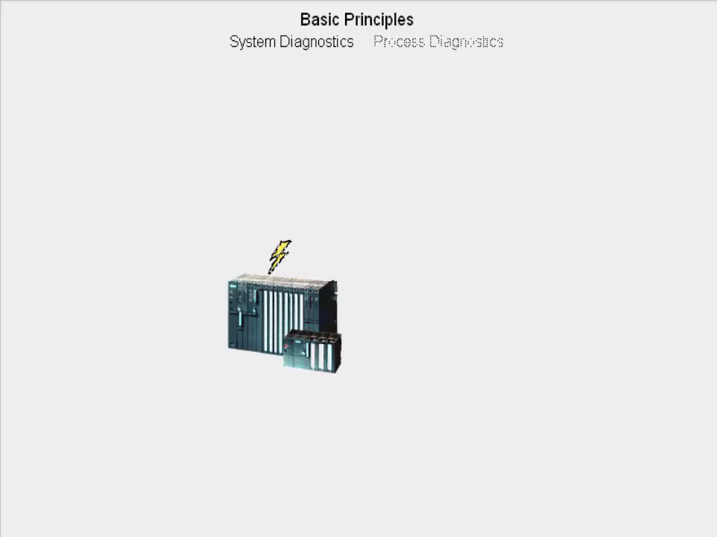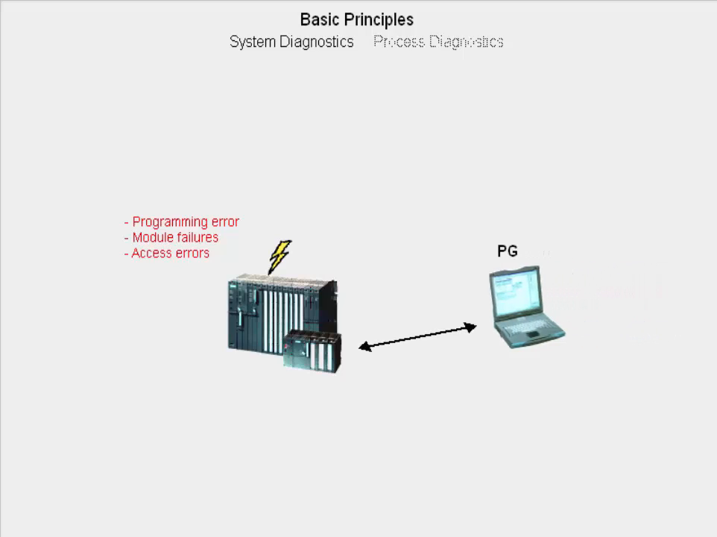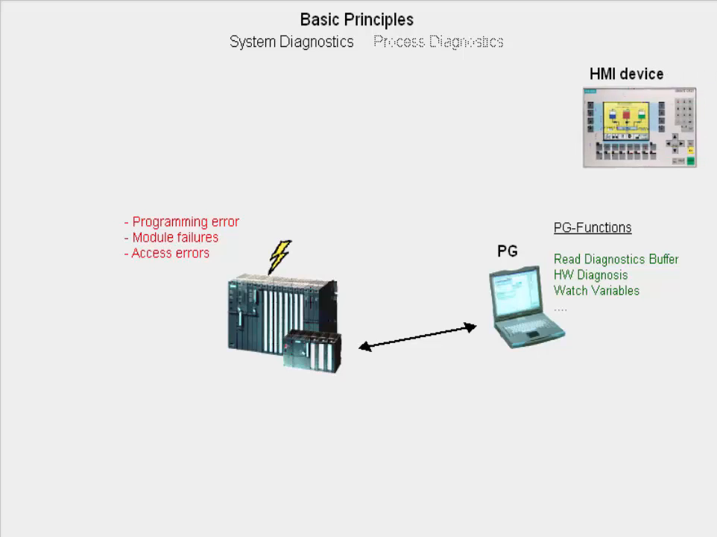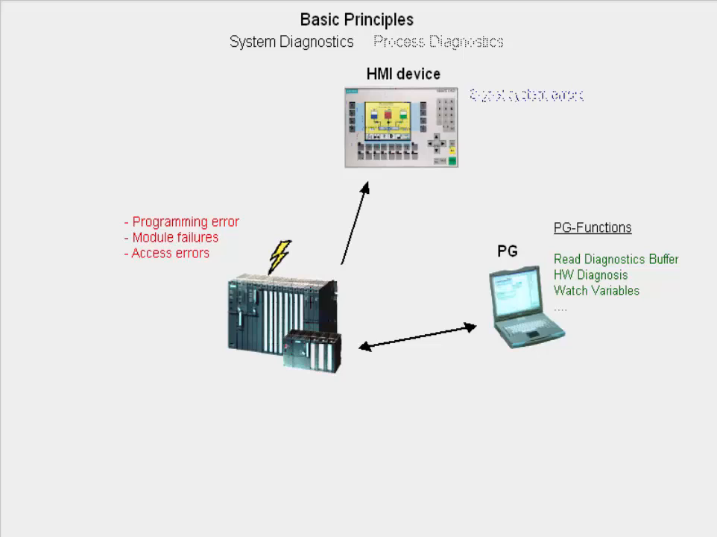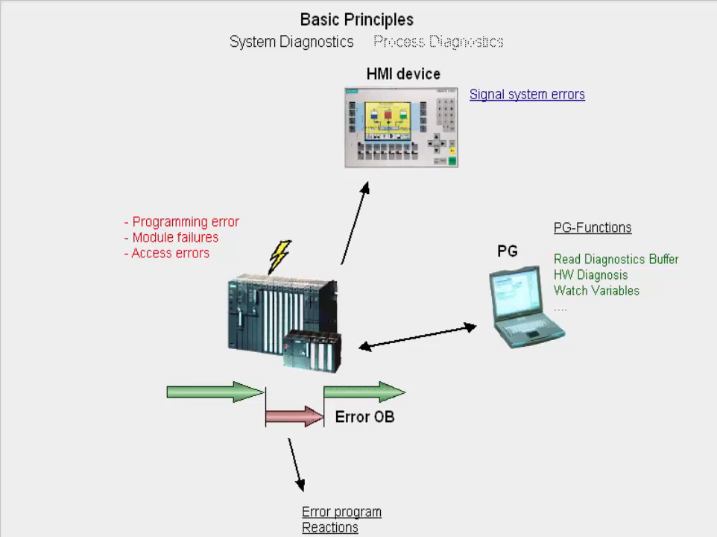If a fault occurs, this could be a programming fault, module failure, access failure, etc. Then this is stored by the CPU in an internal diagnostics buffer. The service staff can run a fast and targeted fault diagnosis via PG functions. Also, the display of system faults on HMI devices requires only a small amount of configuring. In the case of a system fault, the operating system of the CPU interrupts the normal run of the program and automatically calls the appropriate fault OB. The programmer can now selectively react to each system fault individually.